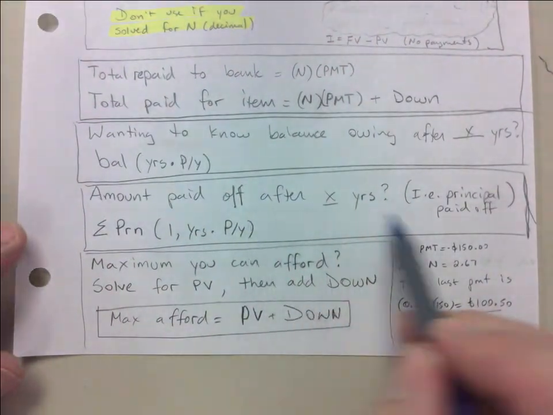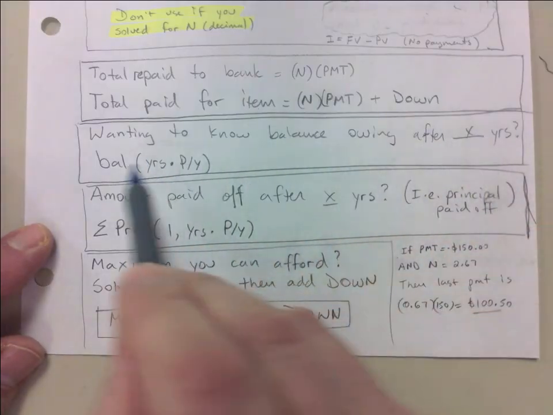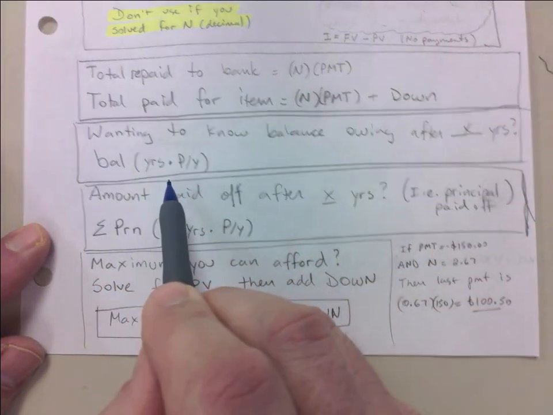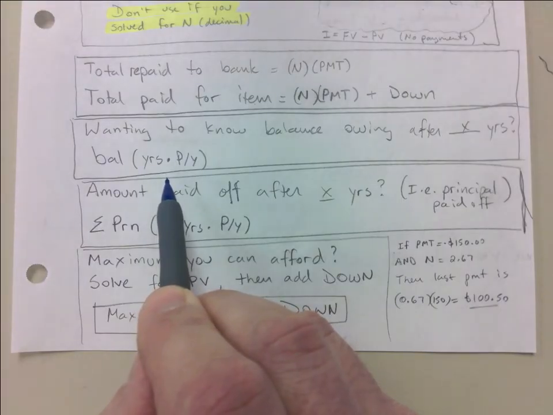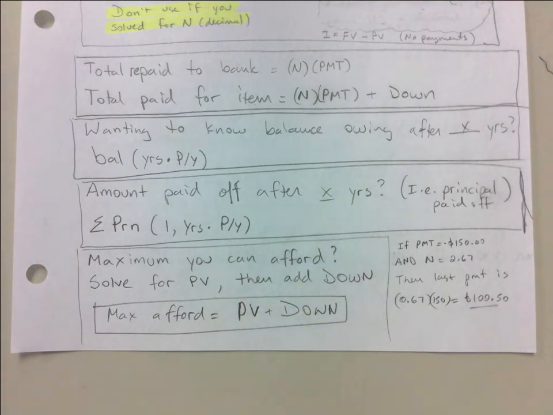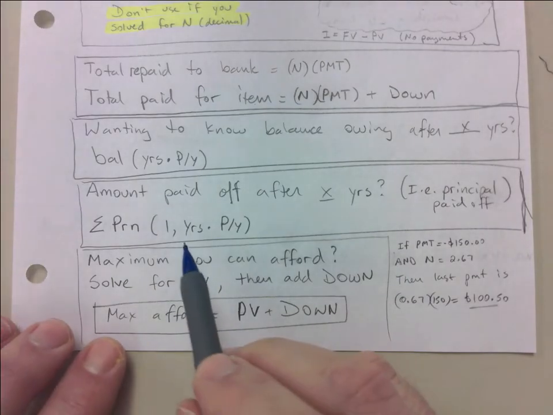Wanting to know the balance, I think this one everybody understands. This is still as before: how much do I owe at any given time? You can be sitting here now and wonder, 3 years from now, how much am I going to owe? 2 years, 5 years? You can ask that question.